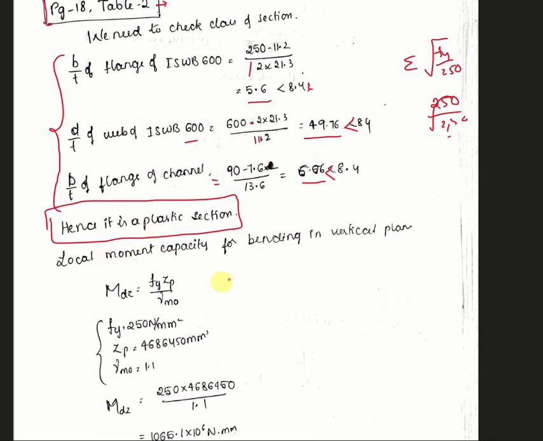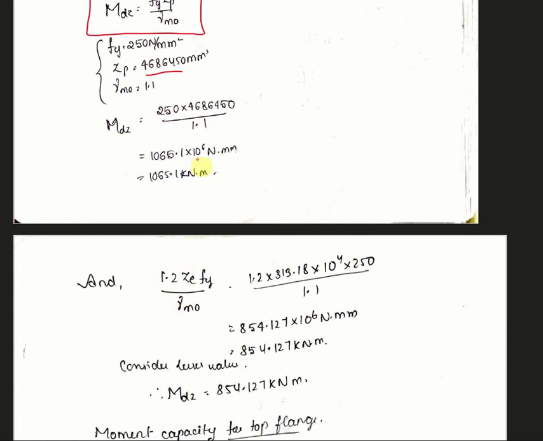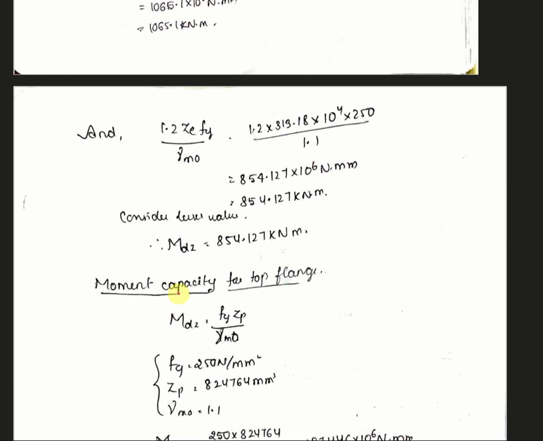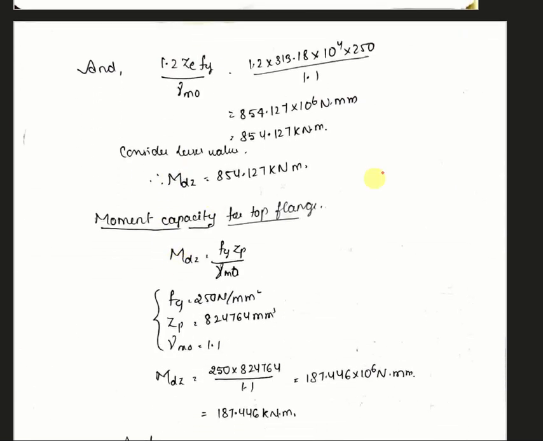Now the local moment capacity for bending in the vertical direction will be given as Mdz equal to Fy into Zp by gamma m0. Fy is 250 Newton per mm square, Zp we have calculated previously as 4686450 mm cube, gamma m0 is 1.1. So let us substitute it here in order to get the design moment, and we have to check the design moment with this. This is mentioned in clause 8.4.2 of IS 800. You just check it out.